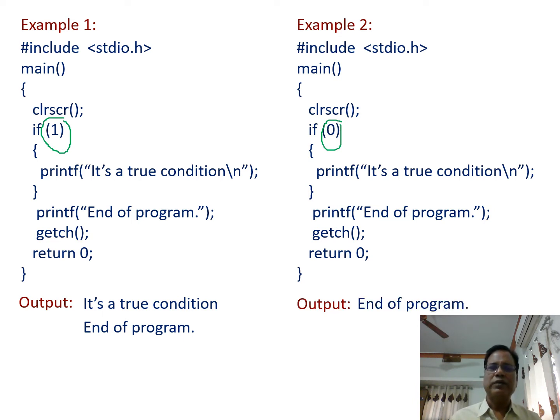So here it should be clear that when the condition is true, then and only then the body of the if statement is executed. When the condition is false, the body of the if statement is skipped and the statements following the body of the if statement are executed, and any non-zero value is taken as true and zero value is taken as false.